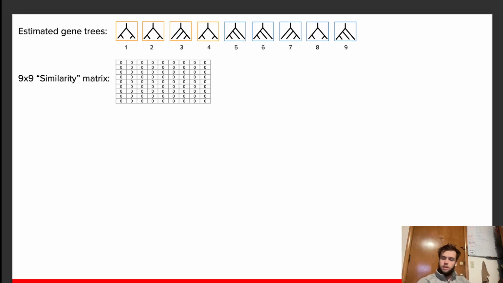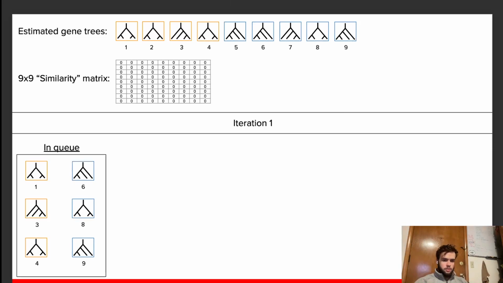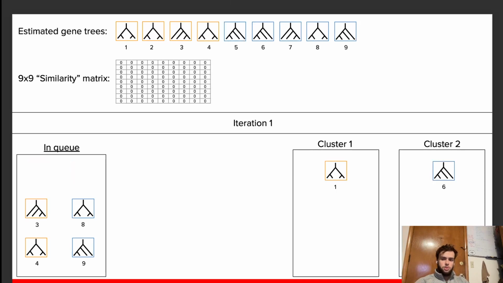So similar to a pairwise distance matrix, each of the entries corresponds to the similarity of pairs of gene trees. For the algorithm, we're going to have many iterations, and they're all going to look the same. We're going to start by taking a random subset of our estimated gene trees. In this case, we have a random subset of size 6, and we've chosen these gene trees. And we're going to initialize 2 clusters by randomly picking 2 of the gene trees from our subset, from the queue here.